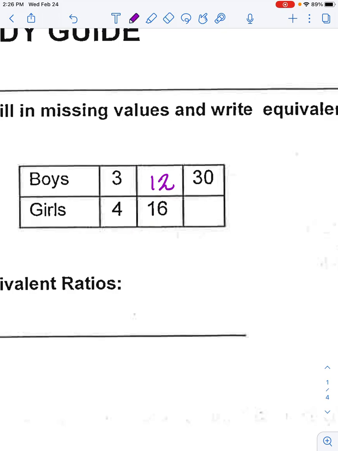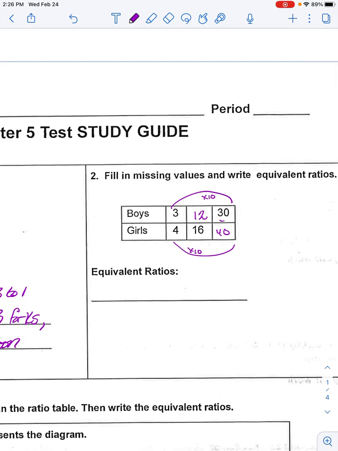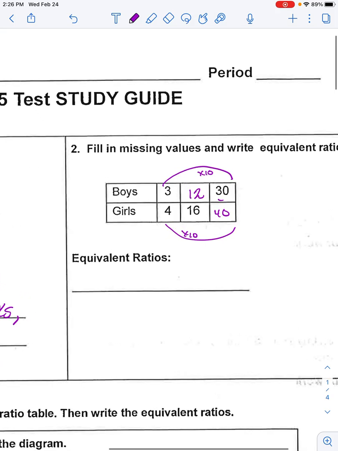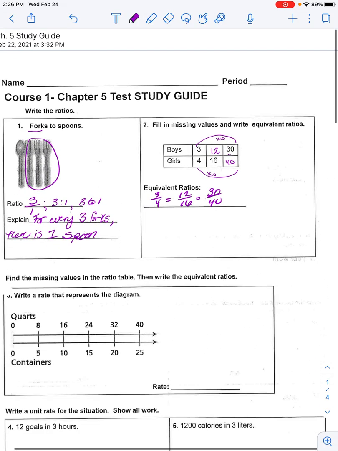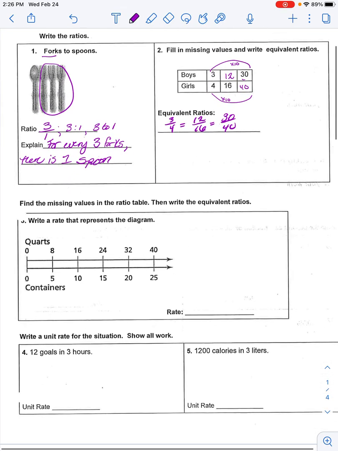Start over. If we know there's 30 boys, to get from 3 to 30, you can multiply by 10. 3 times 10 is 30, so do the same down here. Multiply by 10 to get 40 girls. After you fill out that ratio table, you are going to write the equivalent ratios. 3 to 4 is equivalent to 12 to 16, also equivalent to 30 to 40. Okay? Equivalent, equal.